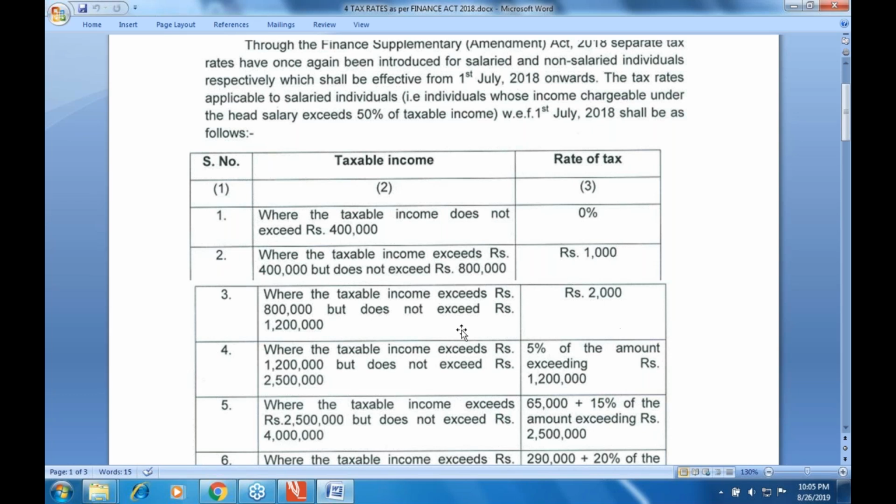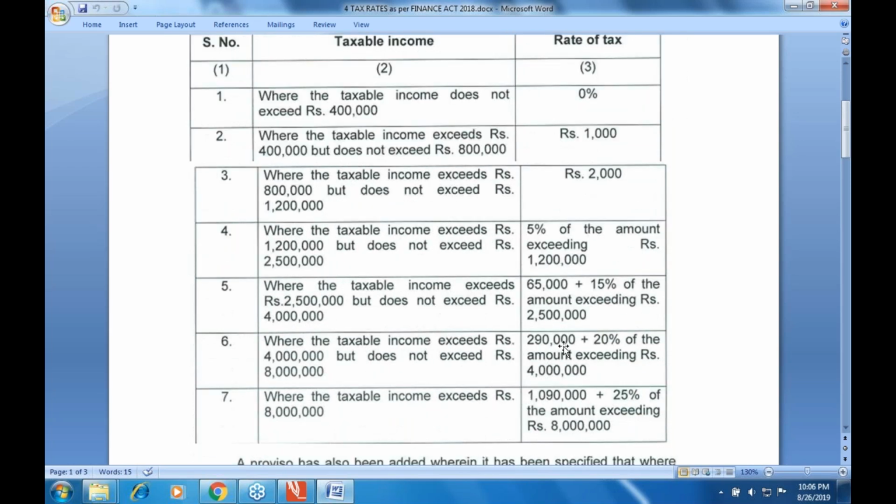Now let's see. Where the taxable income exceeds 800,000 but does not exceed 1.2 million, you have to pay 2,000 rupees of tax. Where taxable income exceeds 1.2 million but does not exceed 2.5 million, you have to pay 5% of the amount exceeding this. This sort of tax slab is termed a progressive rate of taxation, because as your income keeps on increasing, the tax keeps on increasing.